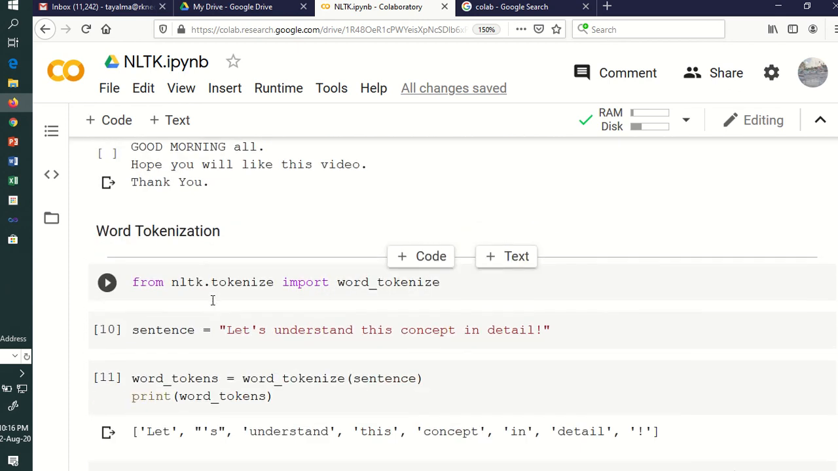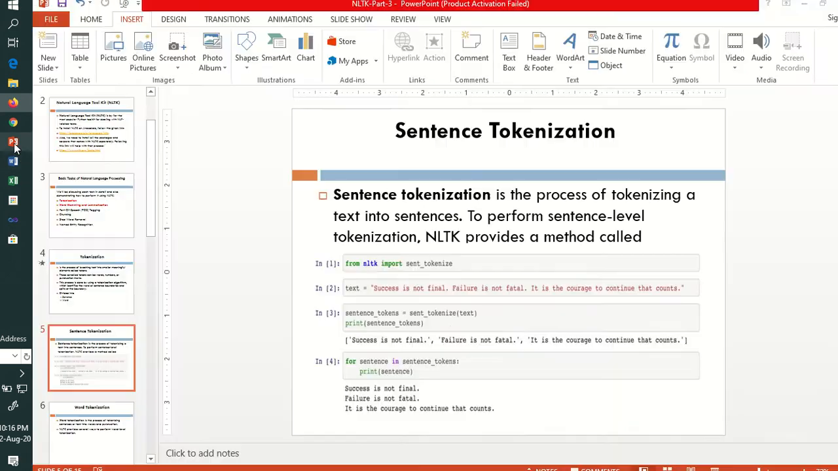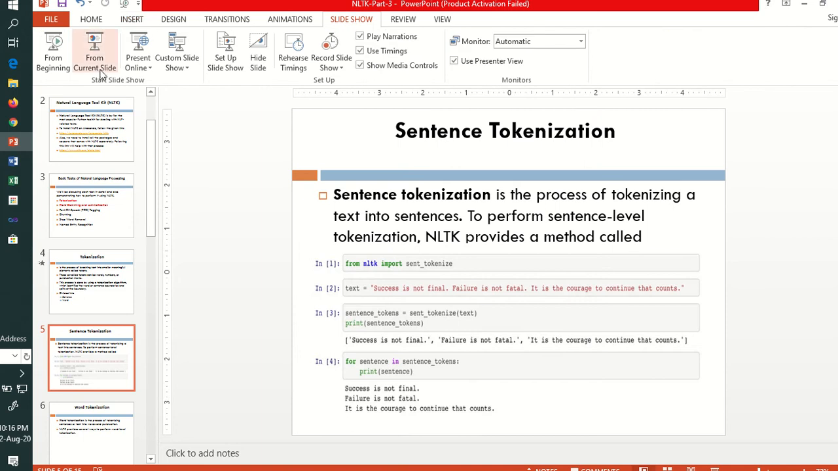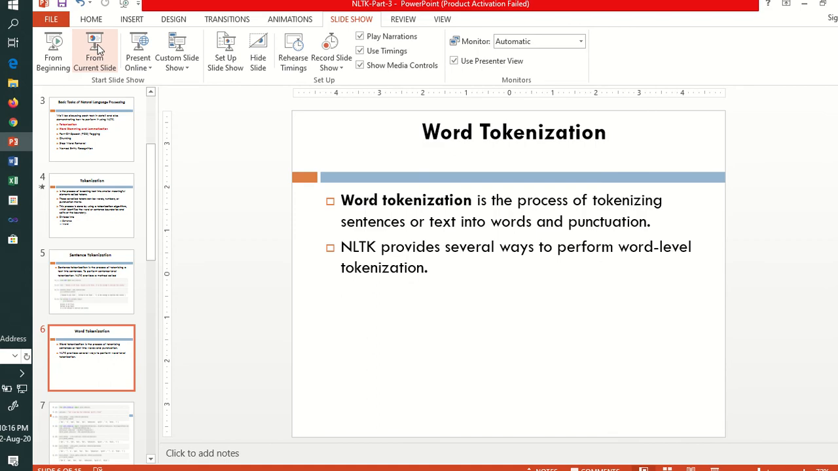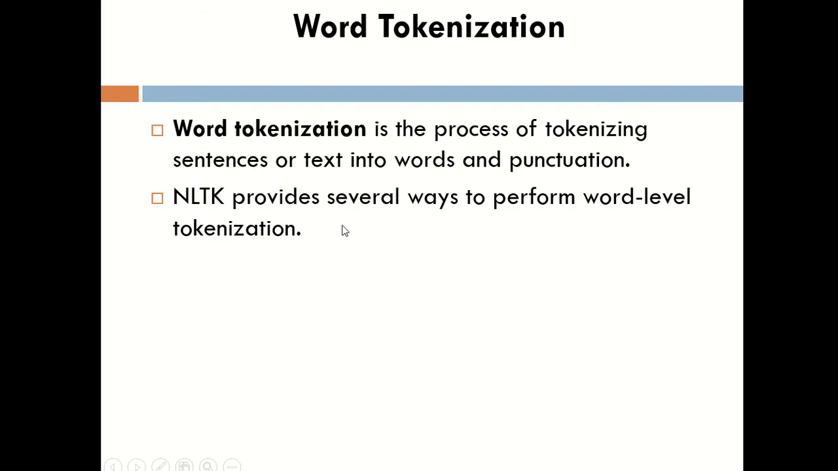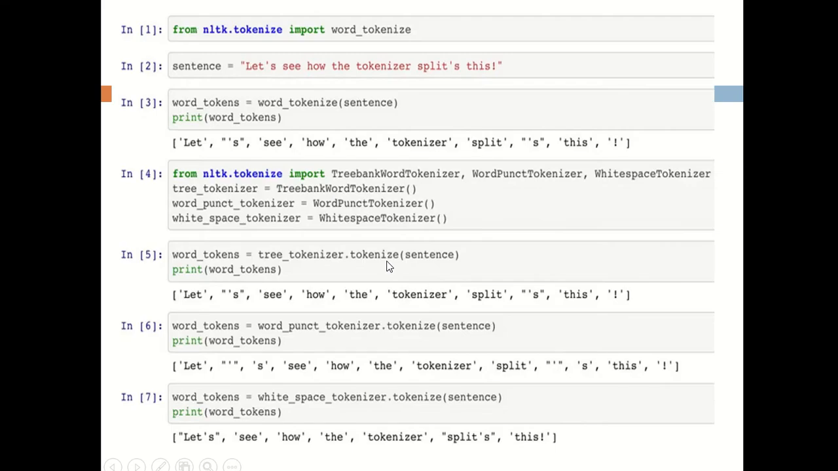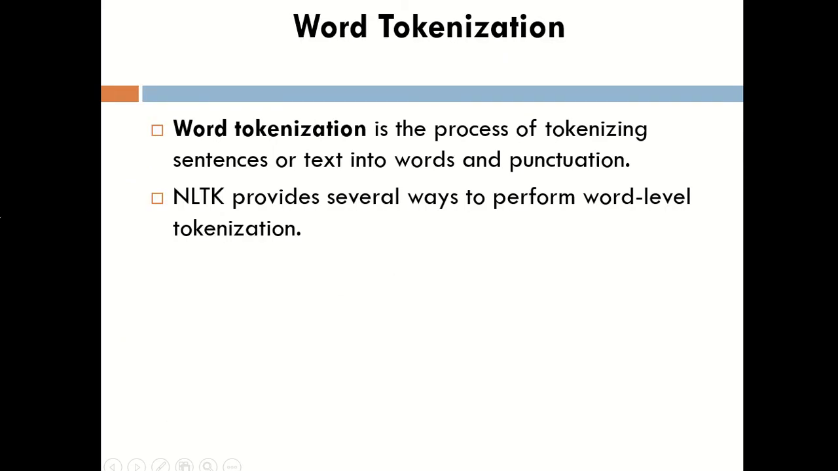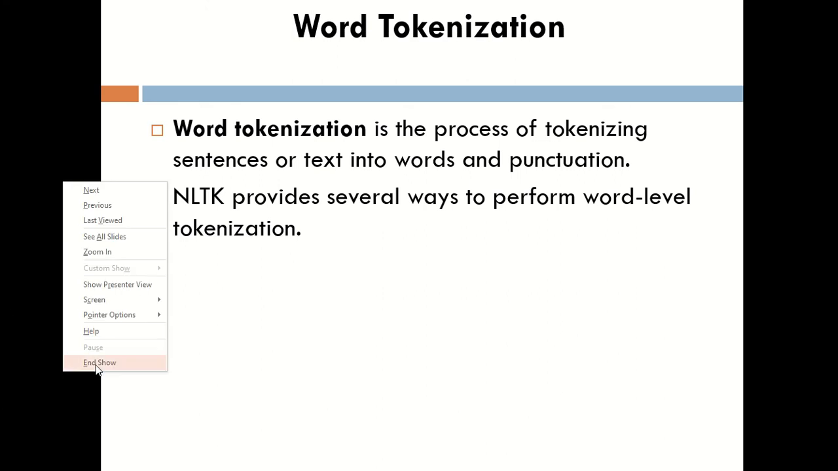Now proceeding towards word tokenization. Let us verify what word tokenization does. Moving towards your PPT: word tokenization is the process of tokenizing the sentences or text into words and punctuation. We'll be passing the sentences here and then we can get the words from it. NLTK provides several ways to perform word level tokenization. Now let us analyze this word tokenization in Colab.